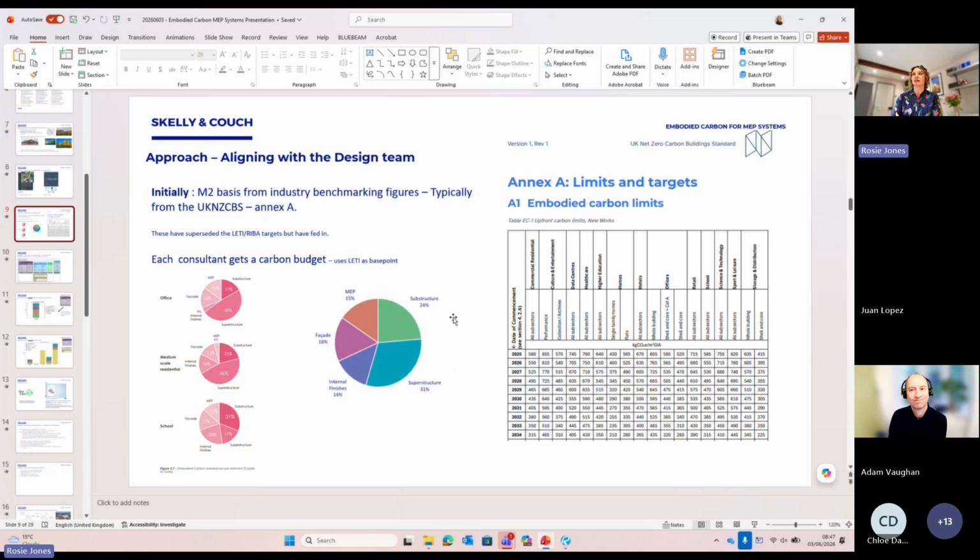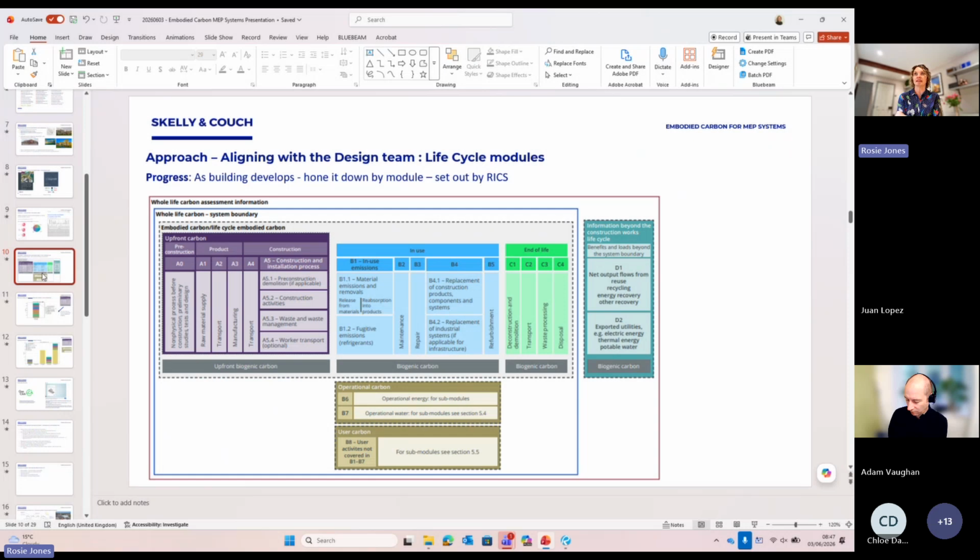And then in terms of breaking it down into sectors, it was actually the LETI document that we use as the base point. They've broken it down by building type, and then we use that to effectively give each consultant or each sector a carbon budget to work to. And then again, like the QS approach, once we've done the meter squared basis, we then break it down a bit more elementally.